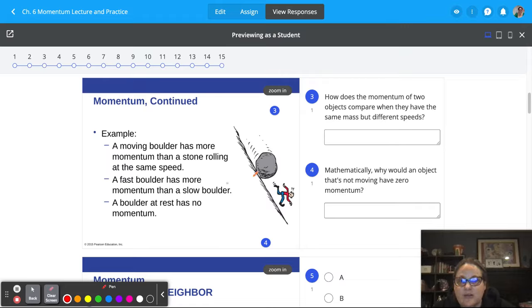And then if we compared two boulders, the faster one would have more momentum, and a boulder not moving would have no momentum. So if velocity is zero, just by nature of multiplication, there will be zero momentum in an object that is not moving. So you should be able to answer questions 3 and 4 based on that.